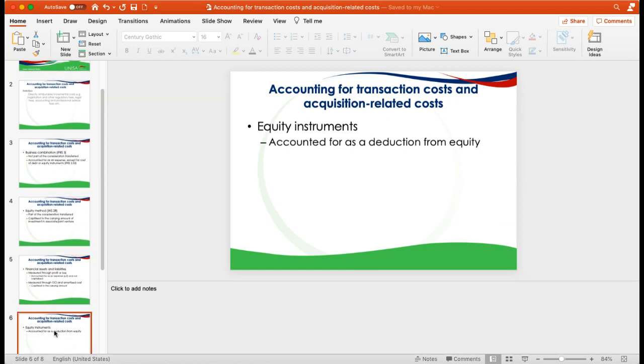Now, in the case of the equity instrument, the transaction costs are accounted for as a deduction against the proceeds from the issued equity instrument.